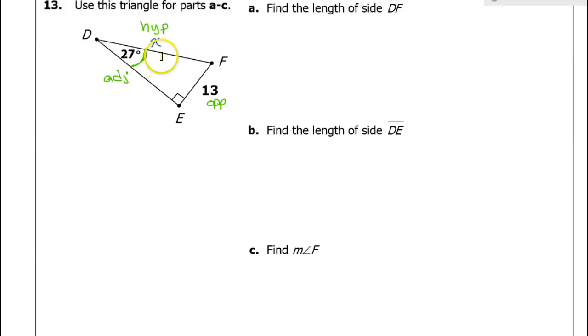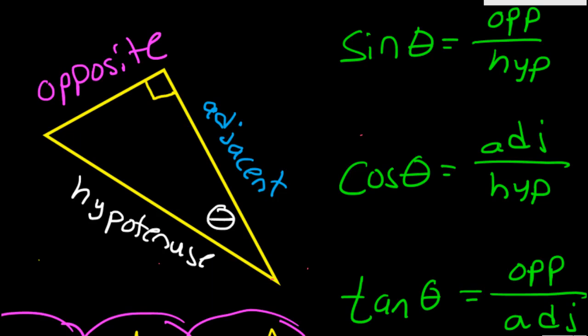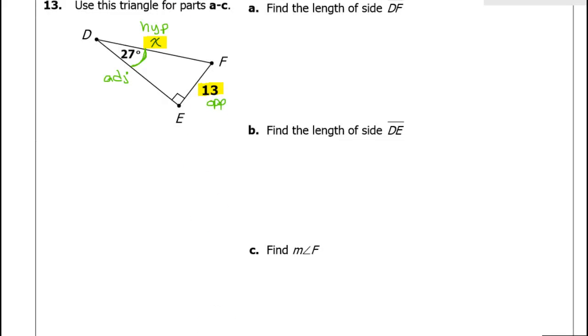Next, I need to decide which two sides I'm going to use to build my trig function. I definitely am going to use the 13 because that's the only side that I'm given. And I also have to use the x because that's what I'm looking for. Whatever I'm given and whatever I'm looking for has to be involved in the equation. So this is opposite and hypotenuse. What trig function is that? That's the sine function, opposite over hypotenuse.